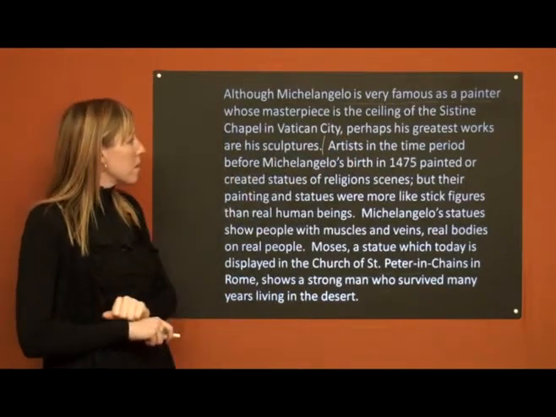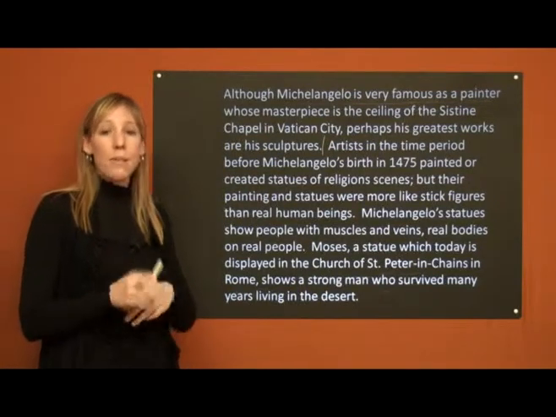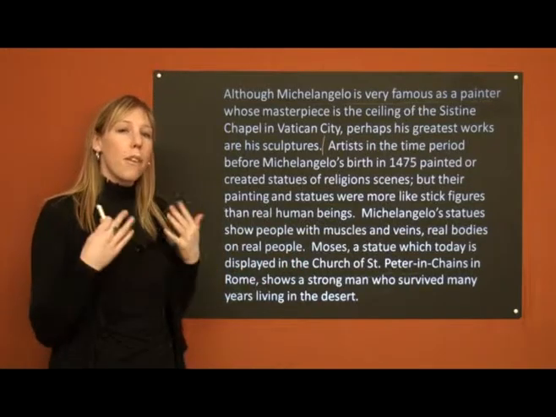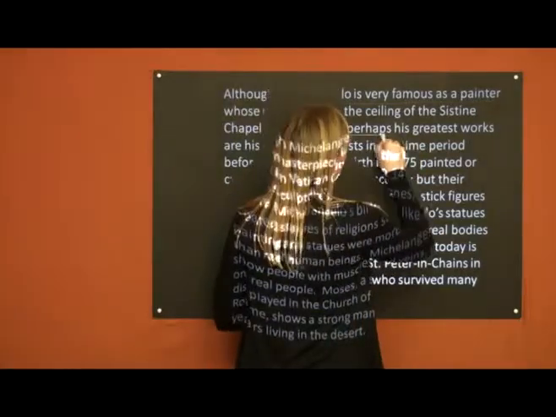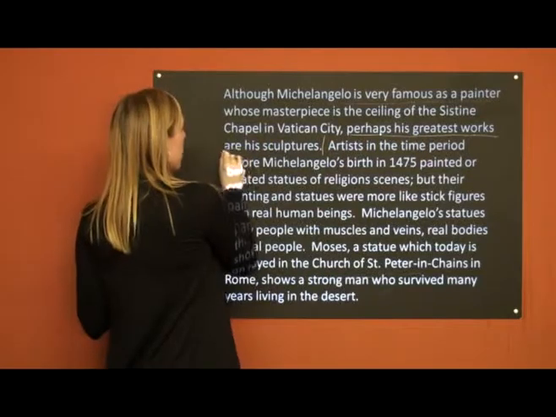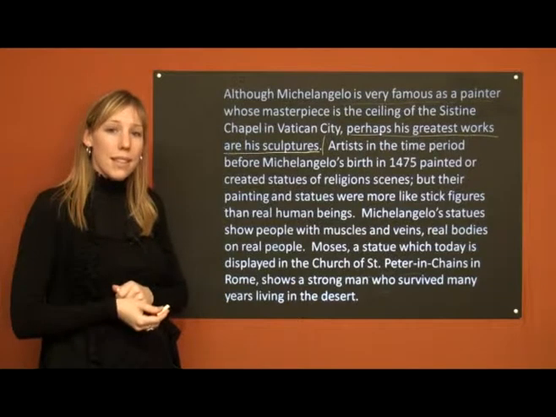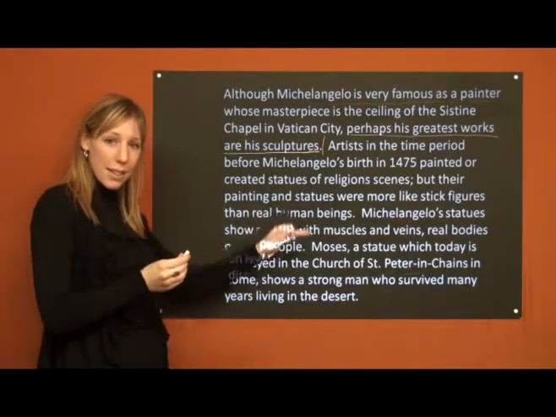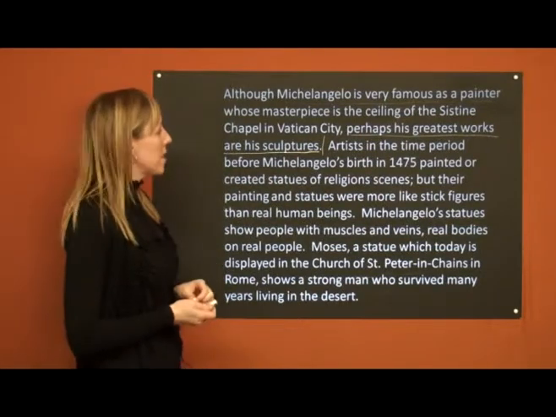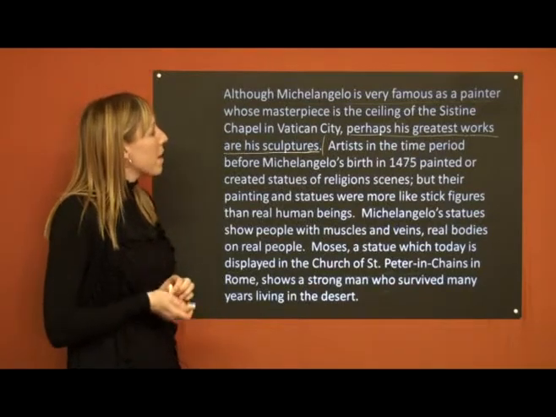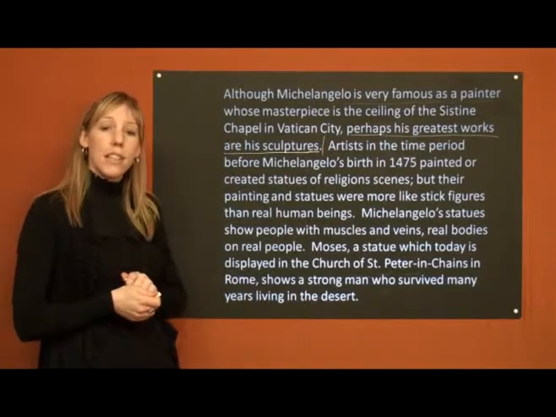It says, perhaps his greatest works are his sculptures. That there is really the main idea. He was known as a painter, but he's much more famous for his sculptures. So, take your pen and underline that perhaps his greatest works are his sculptures. This is actually the topic sentence, and we'll go on to see how everything else in the sentence relates to that. The first sentence here, as our supporting sentence says, artists in this time period before Michelangelo's birth in 1475 painted or created statues of religious scenes.